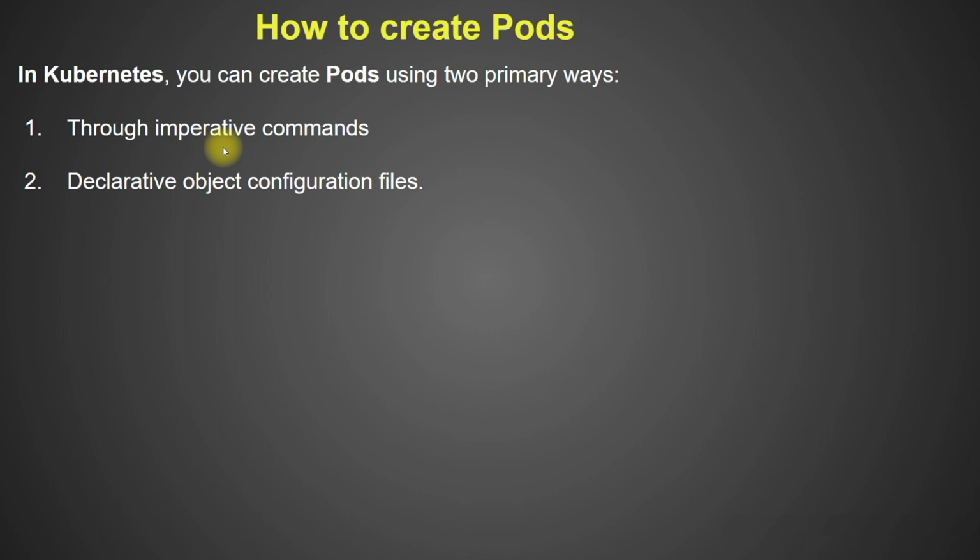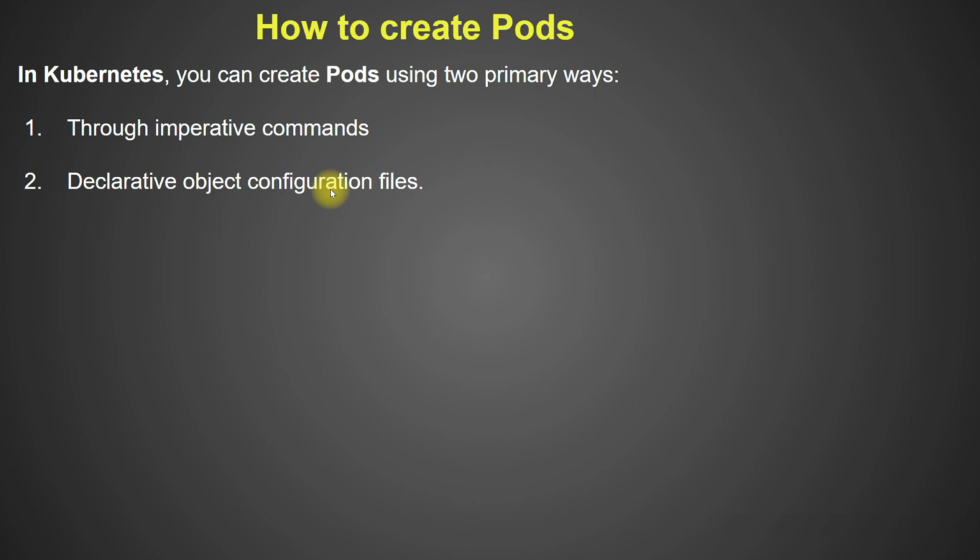The next step we're going to do is to learn how to create pods. Okay, it's very, very important that we learn how to create pods. And in Kubernetes, you have two primary ways to create pods. The first one is through imperative commands, where you just run a command and boom, your application is created. The second is a declarative object configuration file, where you create a file, then reference the file and run your pod.